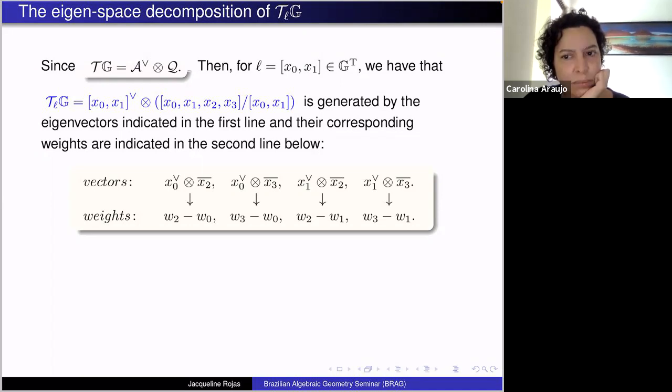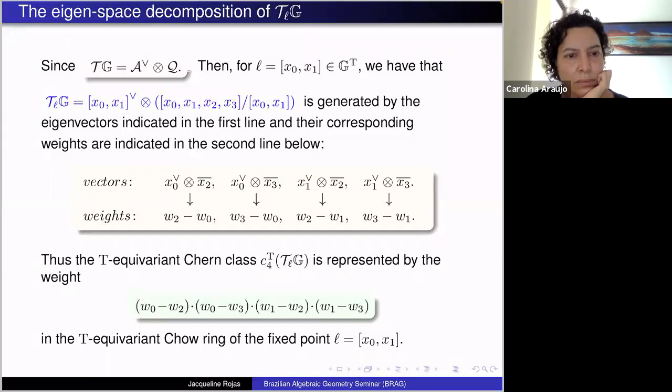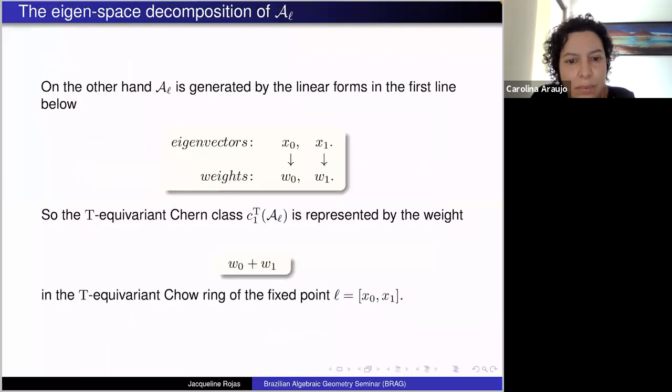And in the case, if you focus on the first one, at zero dual tensor x2 bar, this has a weight associated to W2, this corresponds to X2 bar minus, for the dual, for X0 dual minus W0. Okay, then after this computation, you conclude that the top Chern class of the tangent space of G at this L will be exactly the product of these weights above. Now we need to compute the other weight and eigenvectors.